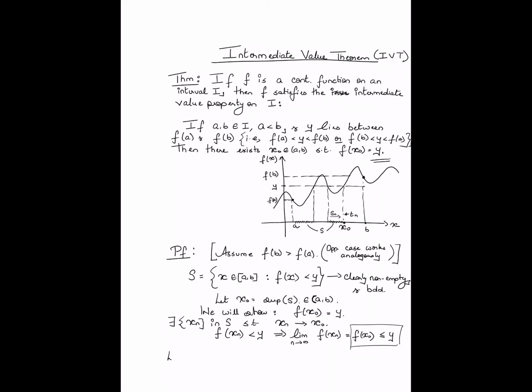So I would do it like this. Let T_n be defined as follows. It's the minimum of b comma x naught plus 1 by n. Now the first thing to note is that T_n of course belongs to the interval [a, b], but more importantly T_n in fact does not belong to S, because T_n is going to be at least x naught plus 1 by n, so it's guaranteed to be more than x naught. So T_n does not belong to S, which means that f of T_n is going to be greater than or equal to y. But by construction, because T_n has a gap from x naught which is at most 1 by n, we know that T_n converges to x naught.